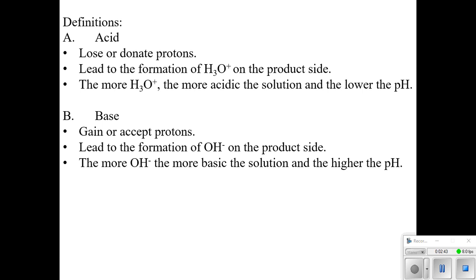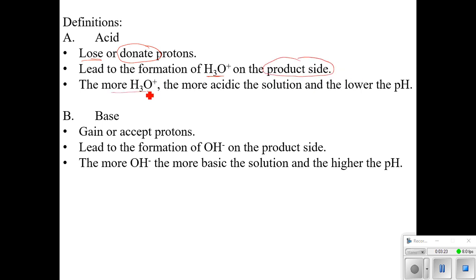For Science 30, what we use are the Bronsted Lowry definitions of acids and bases. There are various different definitions, but it is the Bronsted Lowry definition that we go with for Science 30. So what does the Bronsted Lowry definition of an acid say? Well, it says that acids will donate protons, or they will give up their protons. When they give up their protons, what they're giving them up to is water. And as we just saw, if water picks up the proton, then it forms hydronium ion, and that's going to be on the product side.